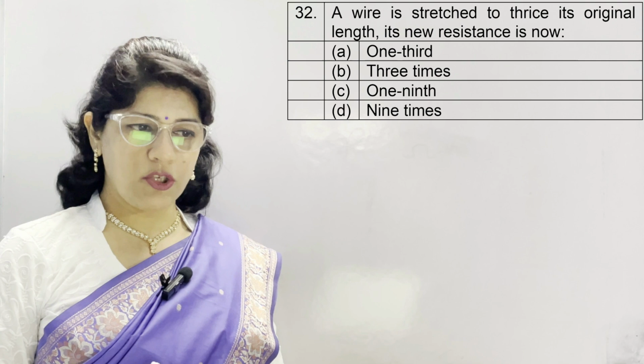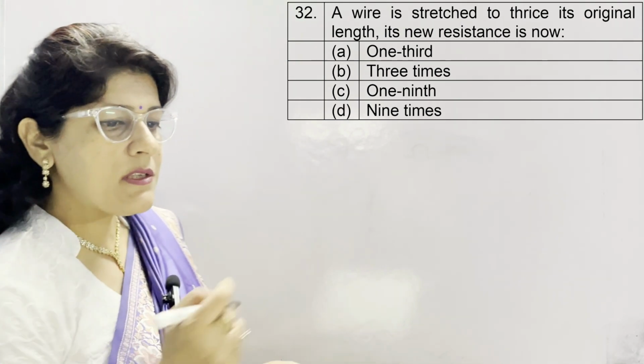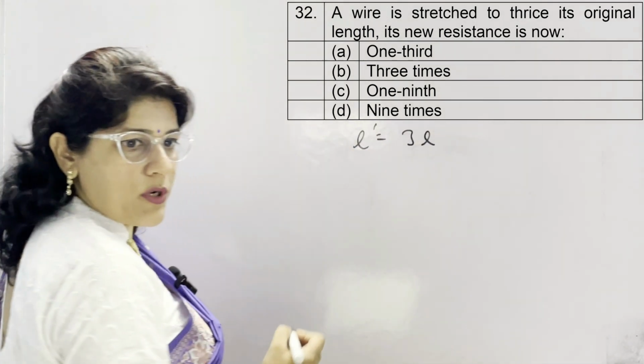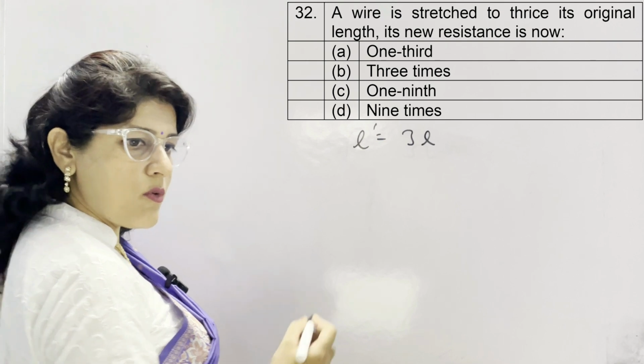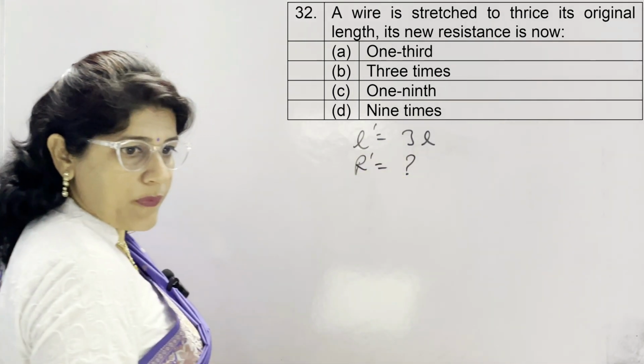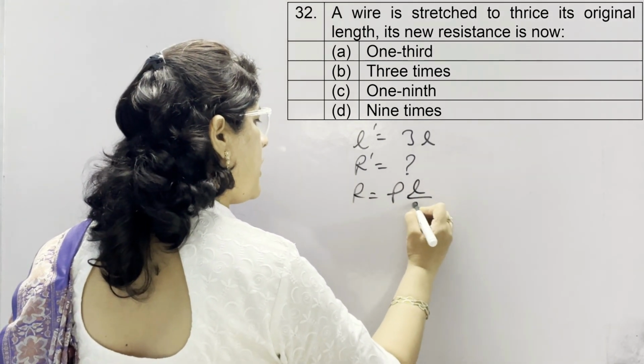In question number 32, a wire is stretched to thrice its original length. It means new length L dash is equal to 3 of original length L, and its new resistance is now. New resistance we need to calculate. We discussed just now, R is equal to rho L upon A.